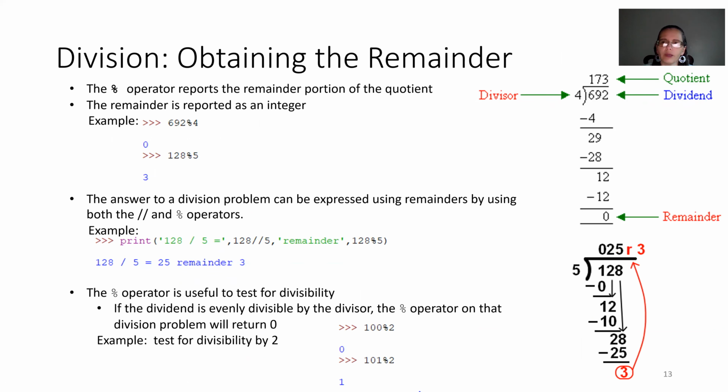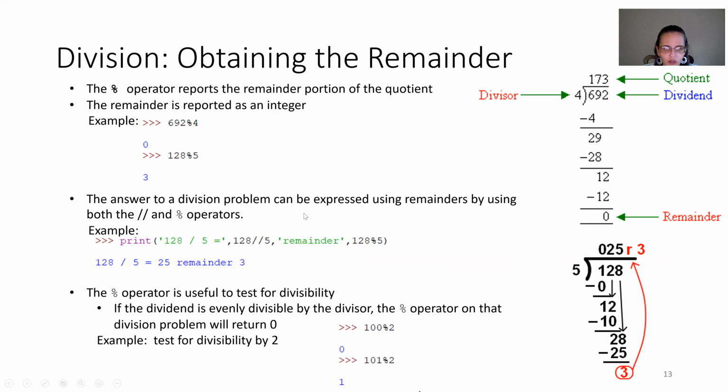Suppose you wanted to get the remainder, though. You might say, I'd really like to get the remainder out of doing this problem. So how can I do that? That's what the percent operator is for. The percent operator is going to report the remainder portion of your quotient. So going back to our same problems, we can do 692 divided by 4, which went in evenly, so that will report back 0, and 128 divided by 5. Remember that our remainder was 3, so it will report the remainder here.